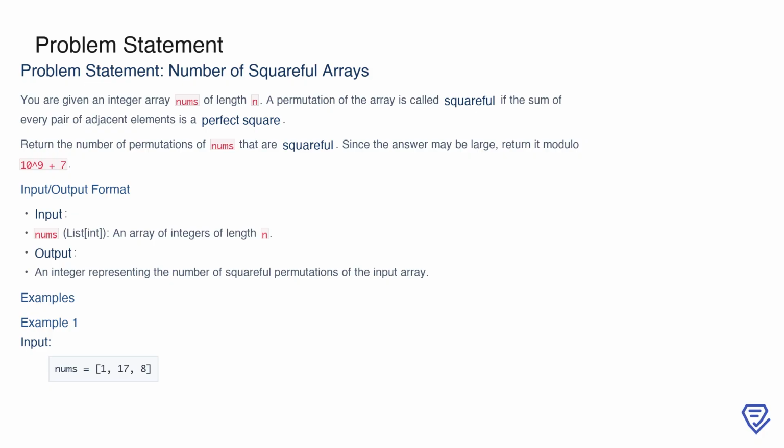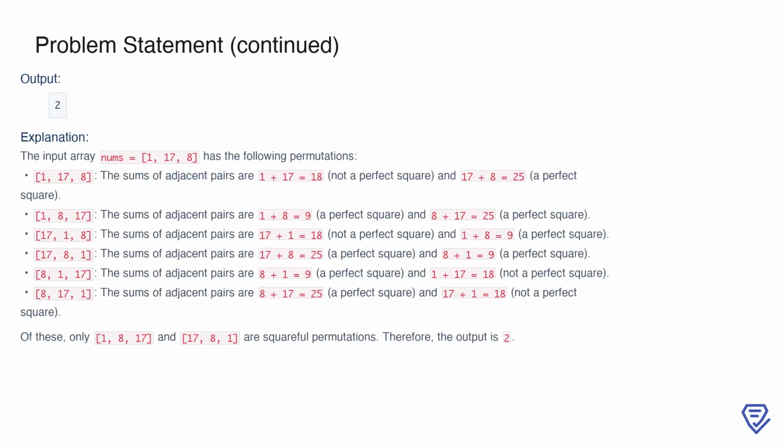that are squareful. A permutation is considered squareful if, for every pair of adjacent elements in the permutation, their sum is a perfect square. For example, numbers like 4, 9, 16, and so on are perfect squares because they are the squares of integers. Since the answer can become very large, we are required to return it modulo 10^9 plus 7. The input is a list of integers, and the output is a single integer representing the count of squareful permutations. To understand this better, let's look at the first example.